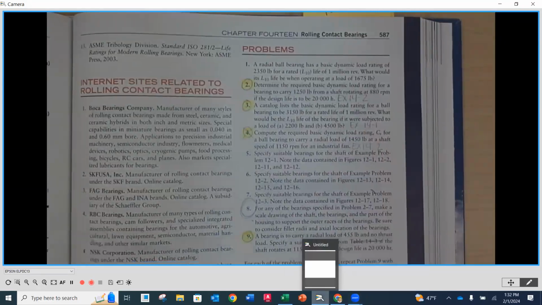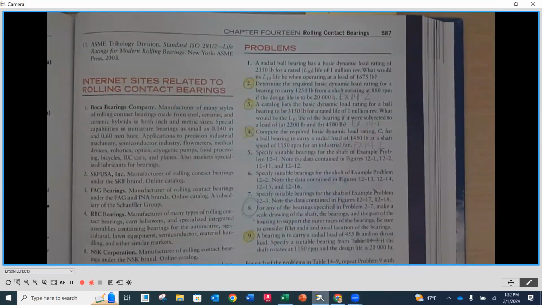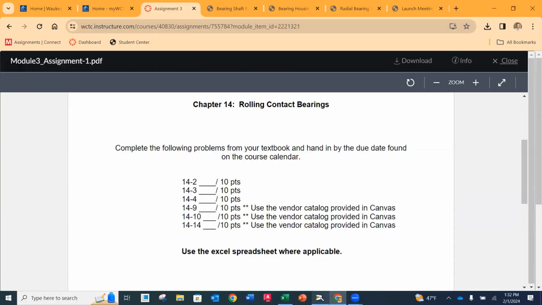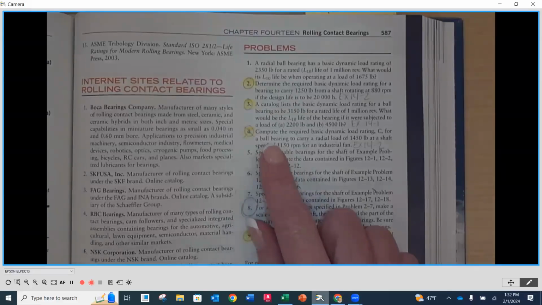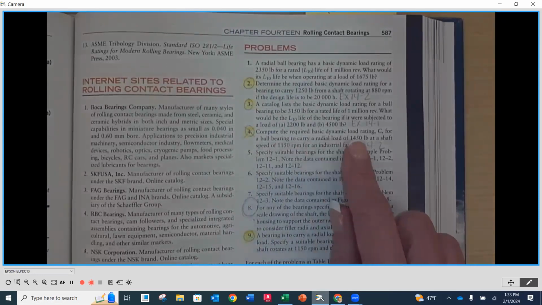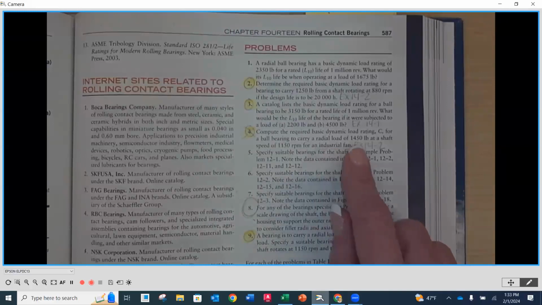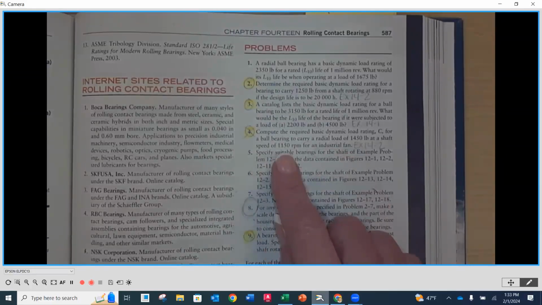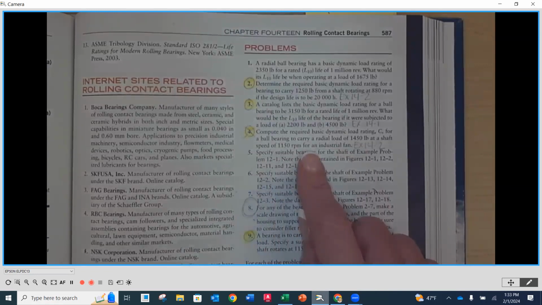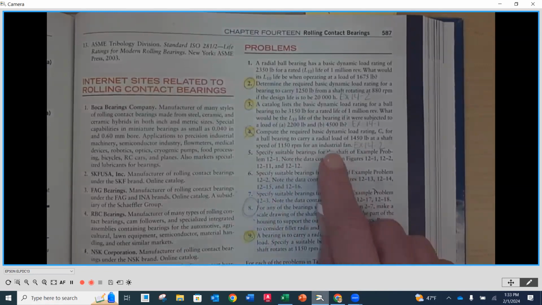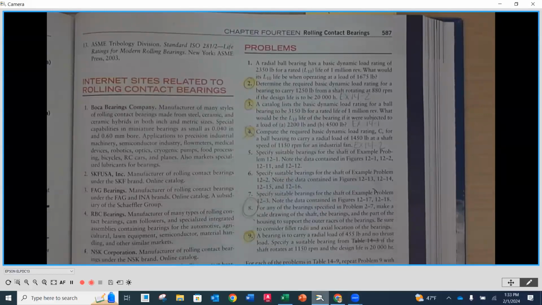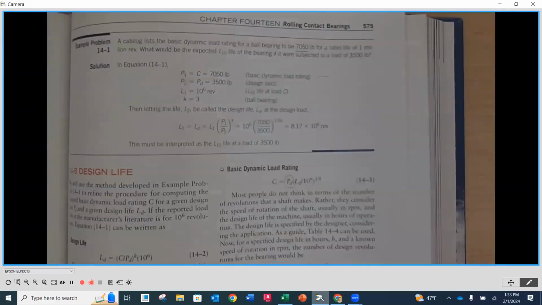And then I have 4 crossed out, but I also have it highlighted, so I wanted to check. I do have 4. Okay, you're getting 4. It says here, compare the rated basic dynamic load rating, C, for a ball bearing to carry a radial load of 1,450 pounds at a shaft that's rotating at 1150 RPMs for an industrial fan. Now, industrial fan means that you need to look on that table for the design life that would be appropriate.